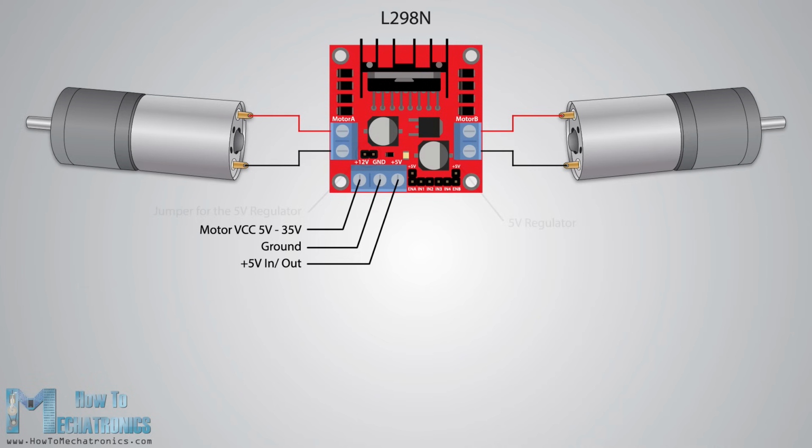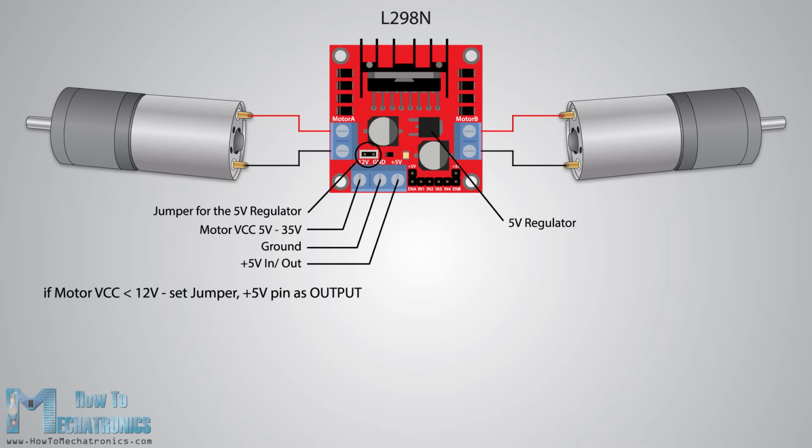The module has an onboard 5V regulator, which is either enabled or disabled using a jumper. If the motor supply voltage is up to 12V, we can enable the 5V regulator and the 5V pin can be used as output, for example for powering our Arduino board. But if the motor voltage is greater than 12V, we must disconnect the jumper because these voltages will cause damage to the onboard 5V regulator. In this case, the 5V pin will be used as input, as we need to connect it to a 5V power supply in order for the IC to work properly.